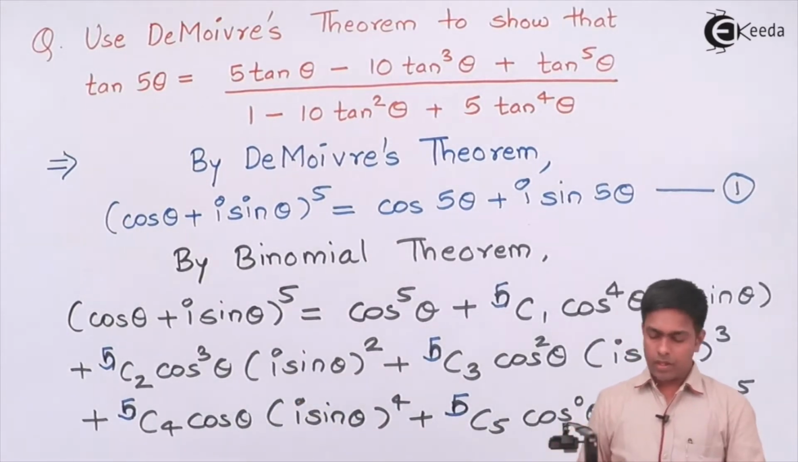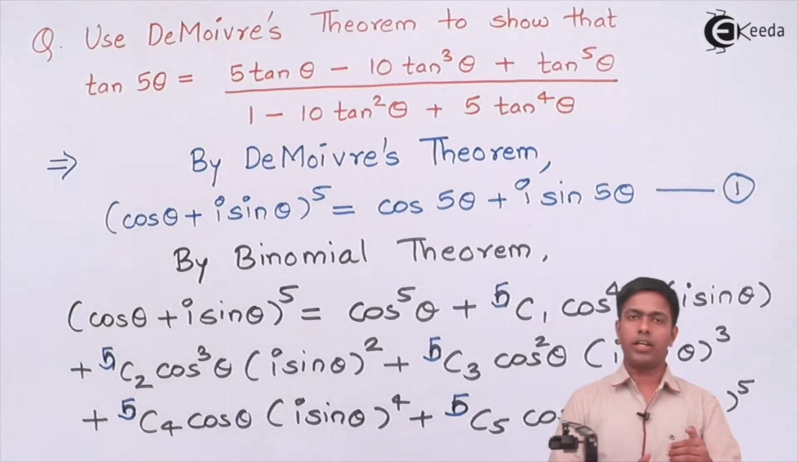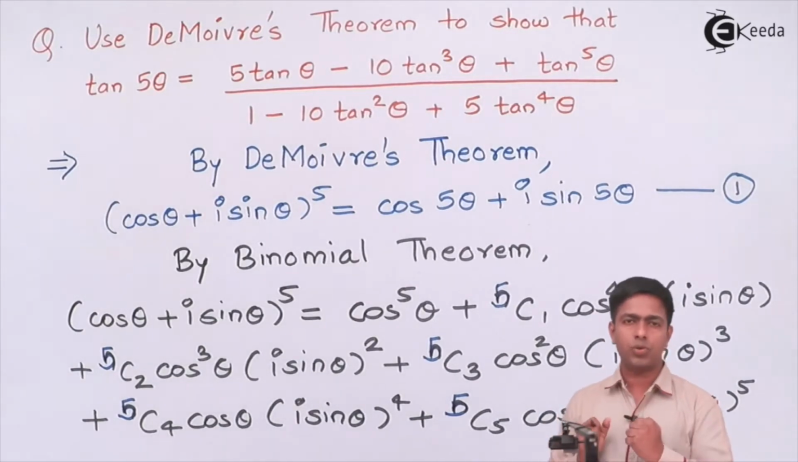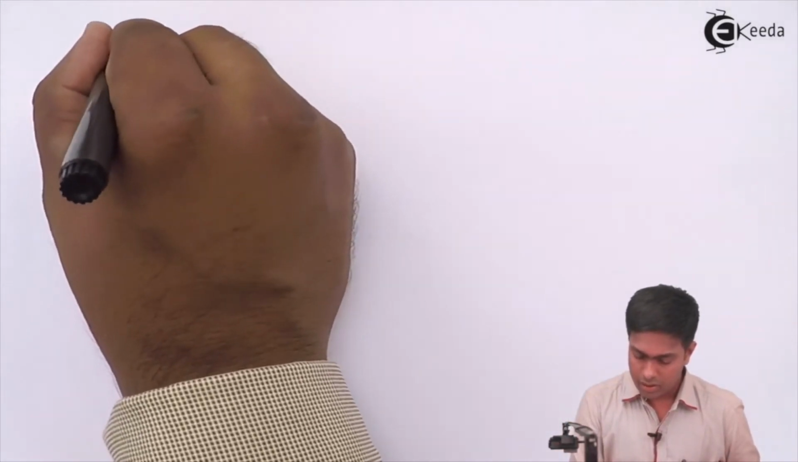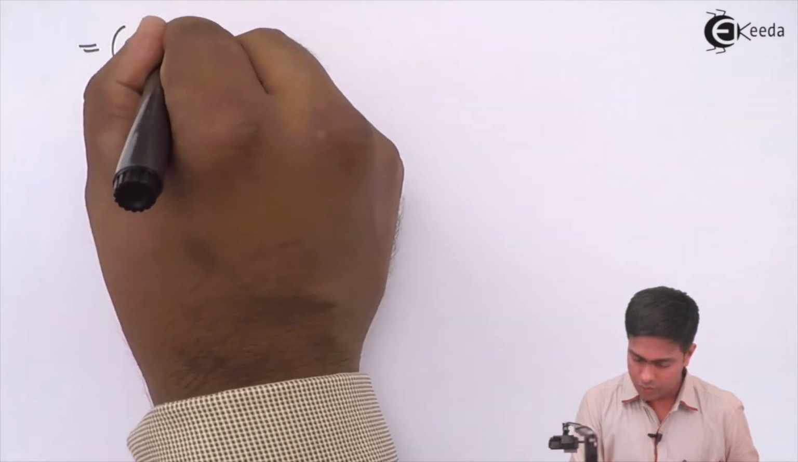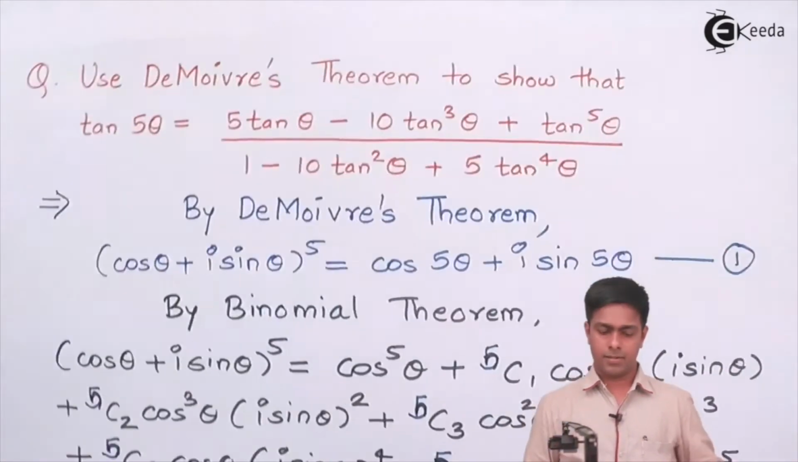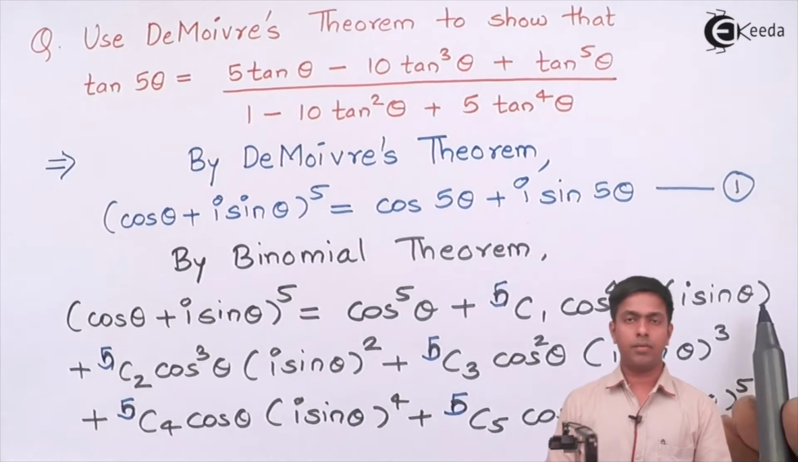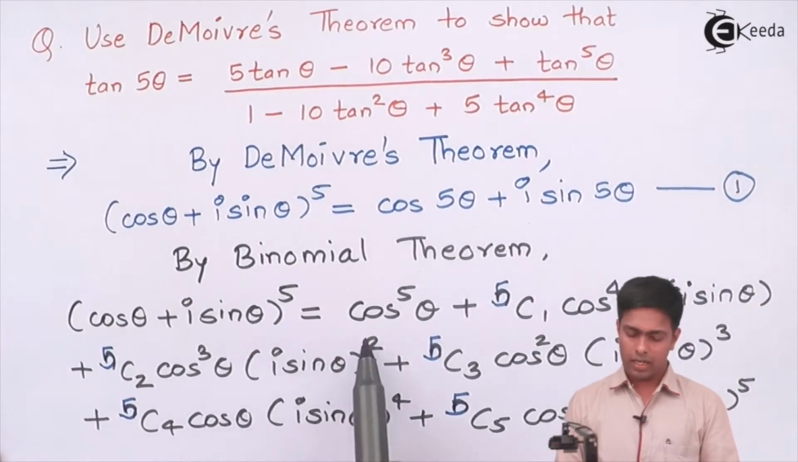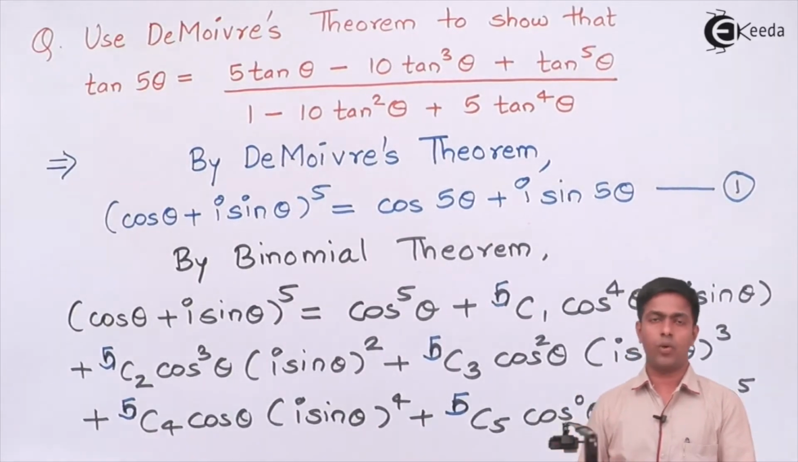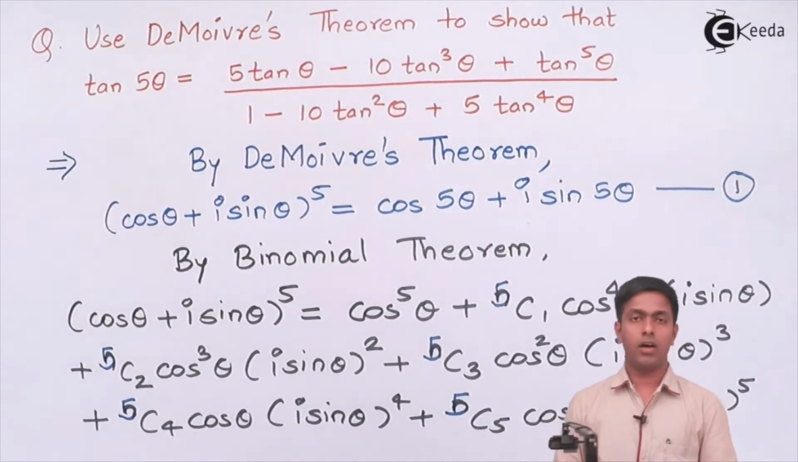Now let's take all real terms together and all imaginary terms together. So cos raised to 5 theta is a real term. So here I'll go on the next page and write cos raised to 5 theta. Next, this is an imaginary term because we have i in that. Here i square is negative 1. So this is going to be a real term.